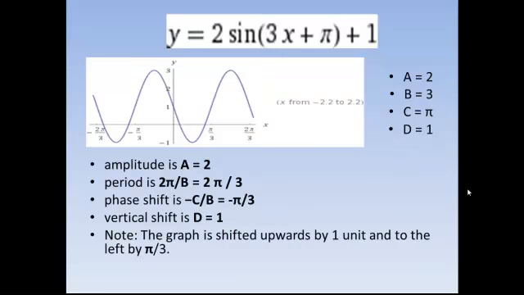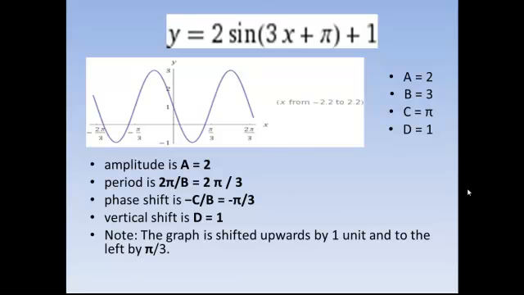So now let's consider all the changes in one function, that is y equals 2 sin(3x plus pi) plus 1. Here a equals 2, b equals 3, c equals pi, and d equals 1. So we can see the amplitude is a, that is 2, and the period is 2 pi by b, that is 2 pi by 3, and the phase shift is minus c by b, that is minus pi by 3.